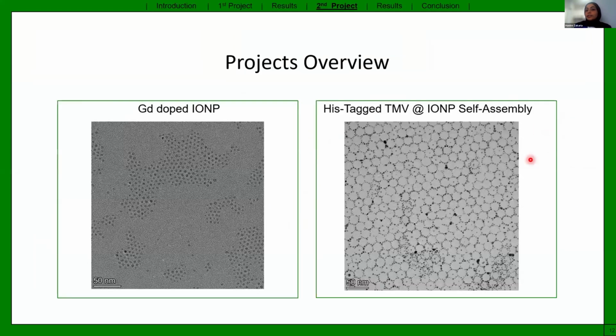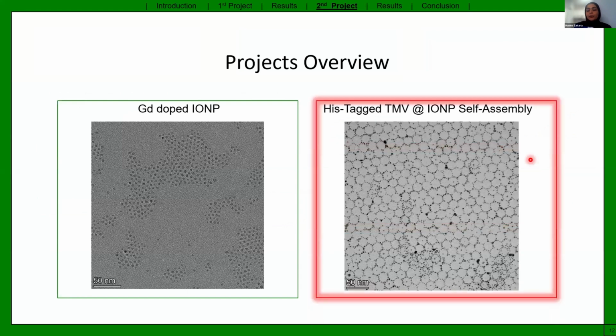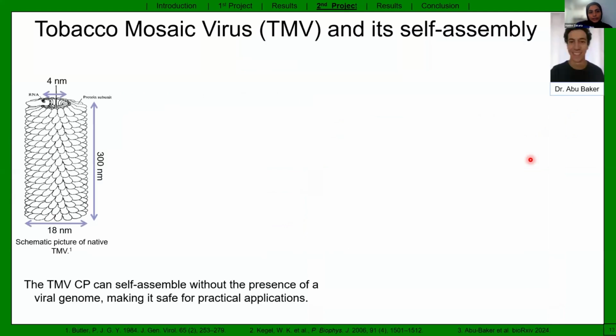Now let's shift focus toward the second project, where we're going to harness the tobacco mosaic virus in order to self-assemble these particles. This virus is one of the very first known viruses, and a lot is known about it. It has a unique shape, and it's very stable. And importantly, we can use it without the viral genome, and this makes it safe for practical application.